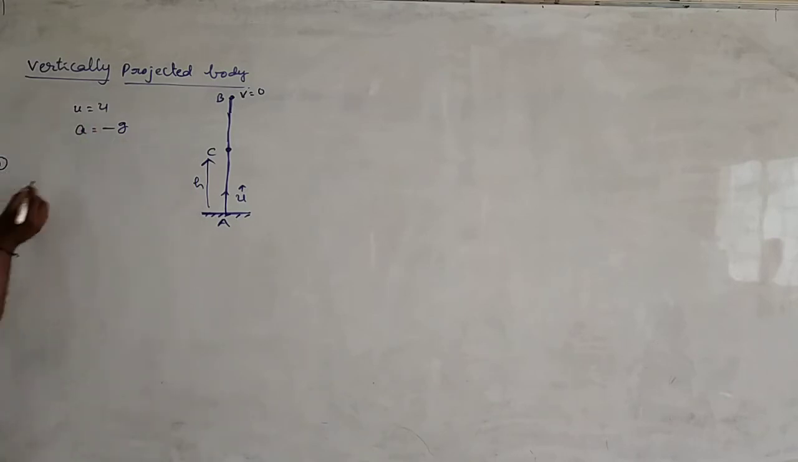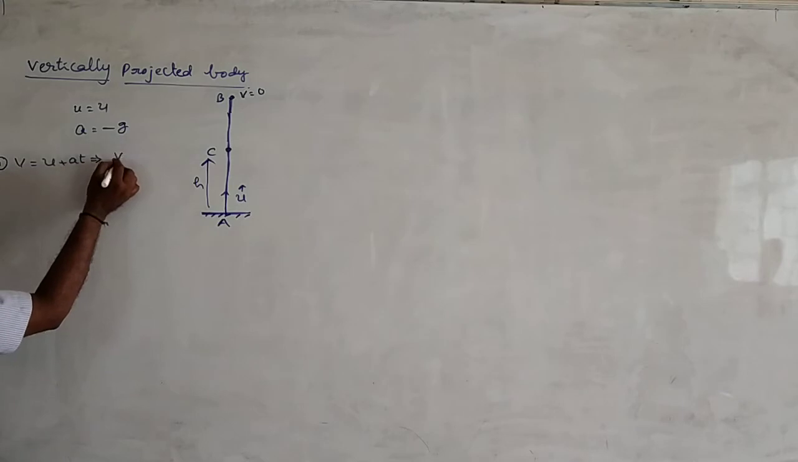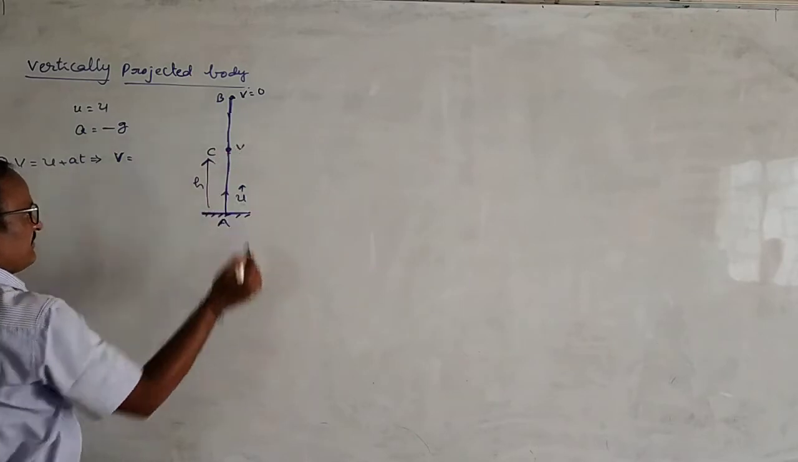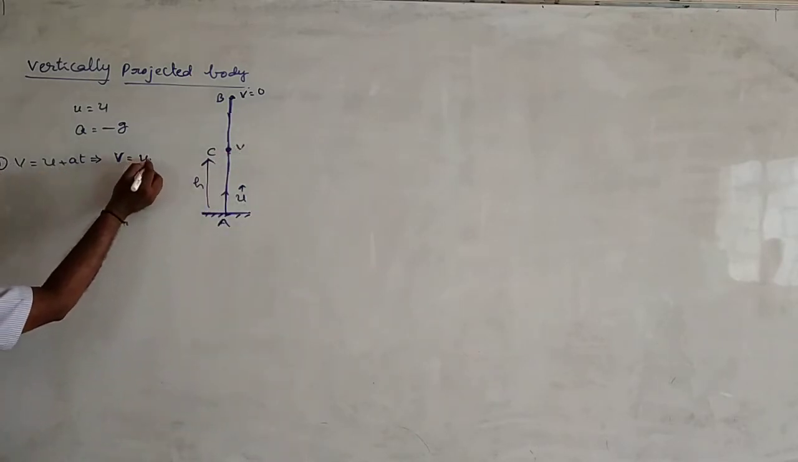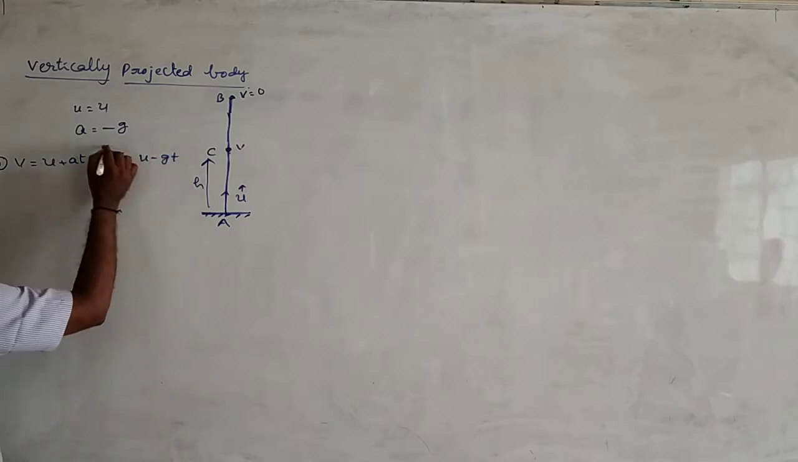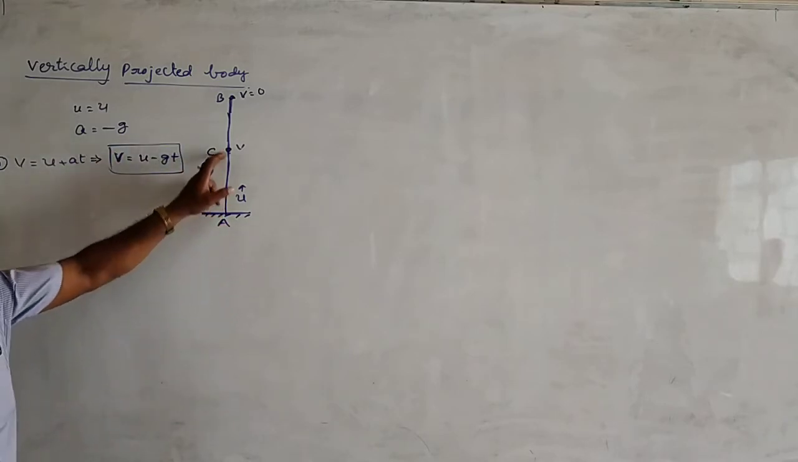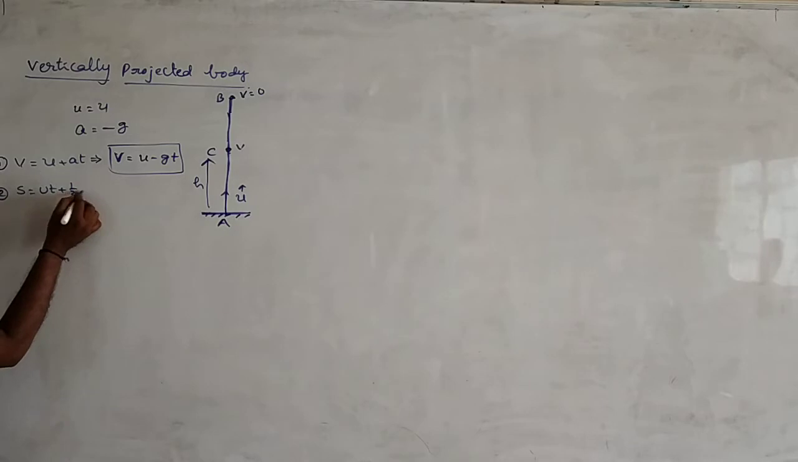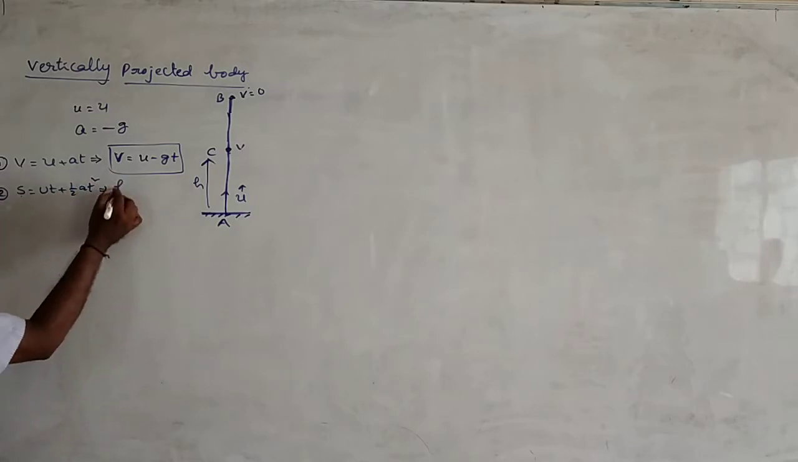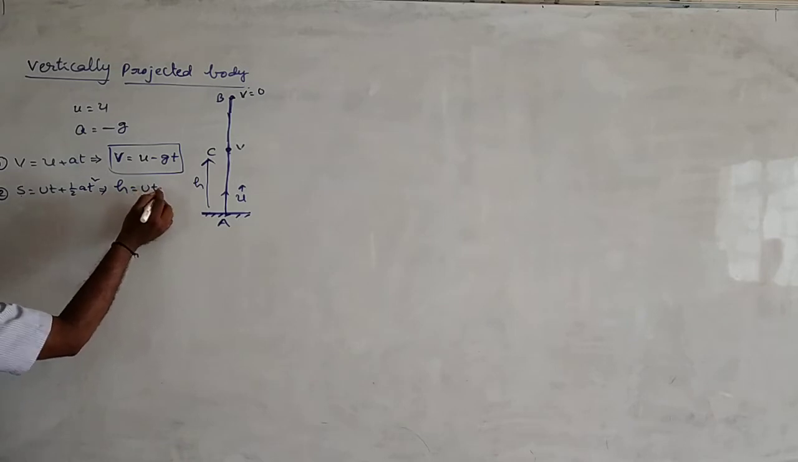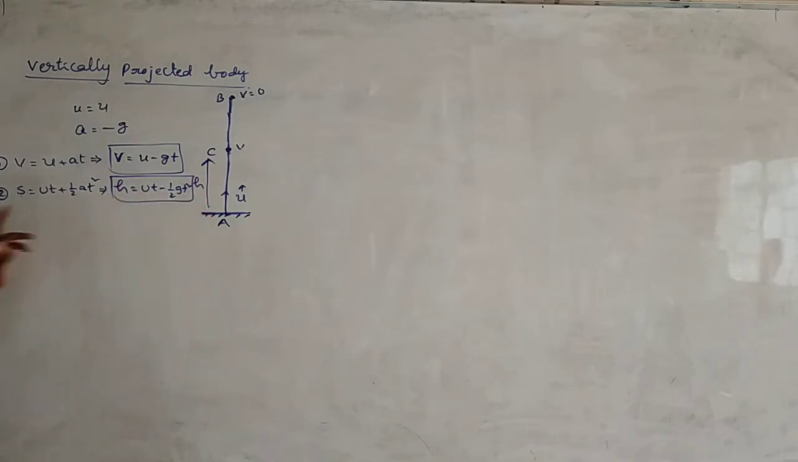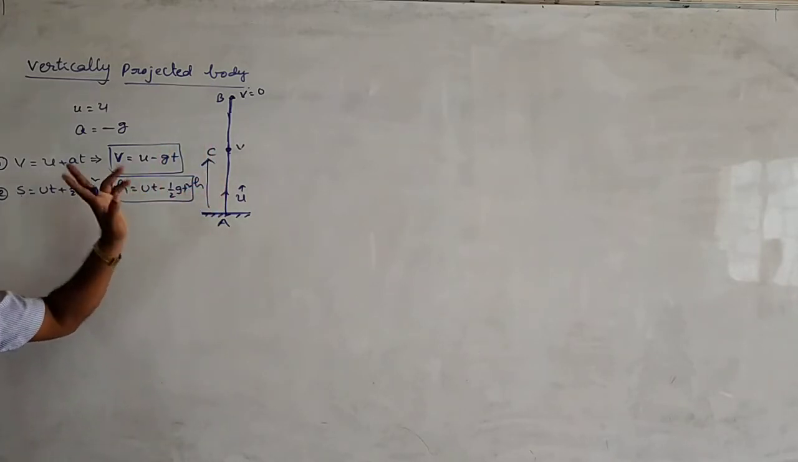Now, the equations of motion of a body can be written. First one, v equal to u plus at, which implies the final velocity v is equal to, final velocity meaning not at the maximum height, suppose at the point C, v is equal to u, with a replaced by minus g, into t. This is the final velocity at time t seconds in the case of a vertically projected body. Second one, from s is equal to ut plus half at square, from this s is equal to h, h is equal to ut minus half gt square. This is the displacement traveled by the vertically projected body in the time of t seconds.